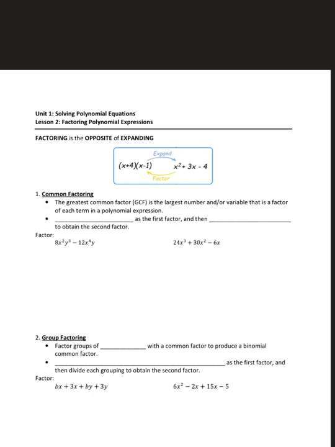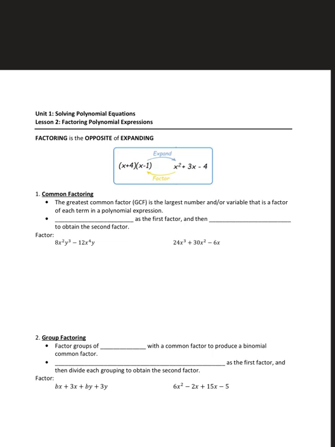Good morning, everybody. Today we're covering Unit 1, Lesson 2, Factoring Polynomial Expressions. So factoring is something that you would have seen in grade 10 and grade 11. We're just going to spend today reviewing the different methods of factoring you've learned in the past.